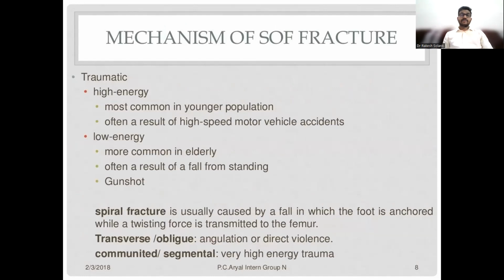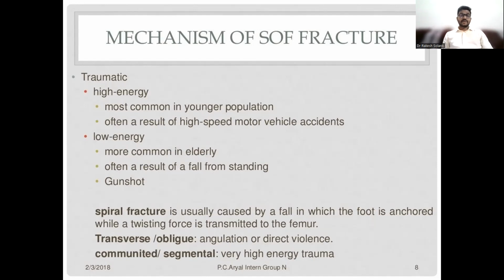Now, what is the mechanism of fracture of the femoral shaft? Usually, this type of fracture involve high energy trauma, mostly occur in younger population due to road traffic accident or often result of high speed motor vehicle accidents. The low energy trauma are more common in elderly people, often result of fall from standing, and sometimes it also occurs due to gunshot injury.